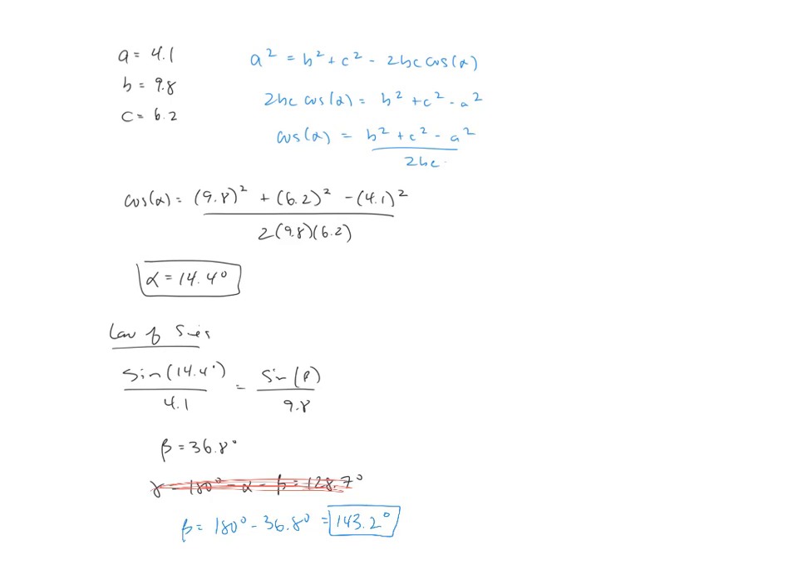So from here, we have a, b, c, we have alpha, we have beta. The last thing that we need is gamma. So I would take 180 degrees minus the found alpha minus the found beta, and that would give us a gamma of 22.2 degrees. So there are the three missing angles from the original problem.